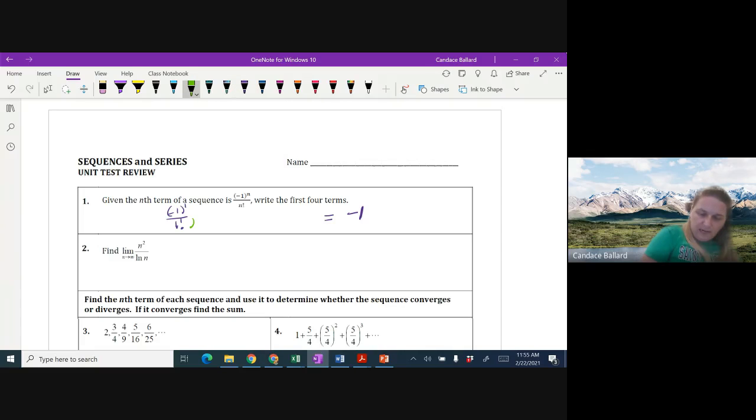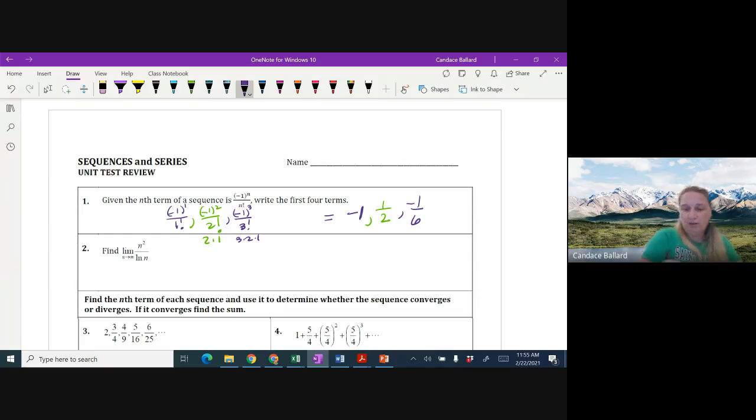Okay, the second term would be (-1) squared over 2 factorial, and 2 factorial is just 2 times 1. So I am seeing 1 over 2. Everybody okay with that? Okay. I'm going to ask you guys about the 4th term, so make sure you're ready to put the 4th term in the chat. I'll do the 3rd term. You guys do the 4th one. Okay, so (-1) cubed over 3 factorial. 3 factorial is 3 times 2 times 1, so it'd be -1 over 6.